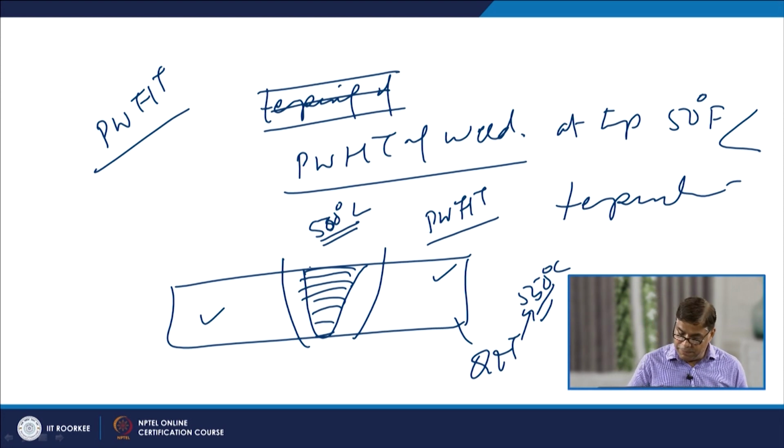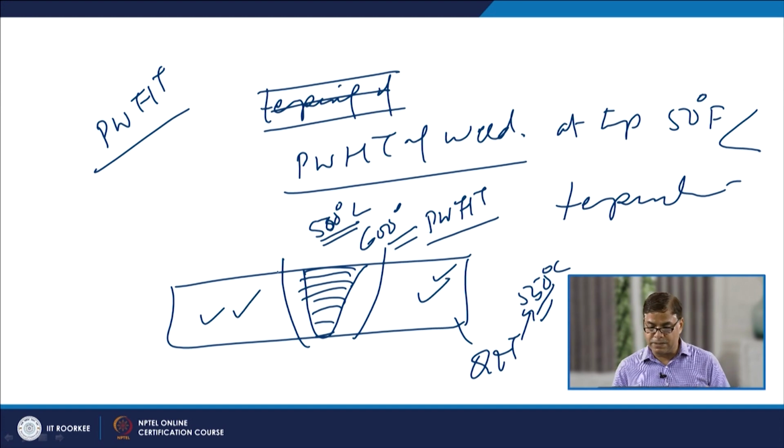So that the base metal properties are not compromised, because if post weld heat treatment is carried out at 600 degree centigrade, then the base metal will be over tempered and it will be soft and yield strength will be reduced. So, in order to avoid the possibility of over tempering of the QNT steel during the post weld heat treatment, the post weld heat treatment temperature should be 50 degree Fahrenheit lower than the QNT quenched and tempered steel's tempering temperature.